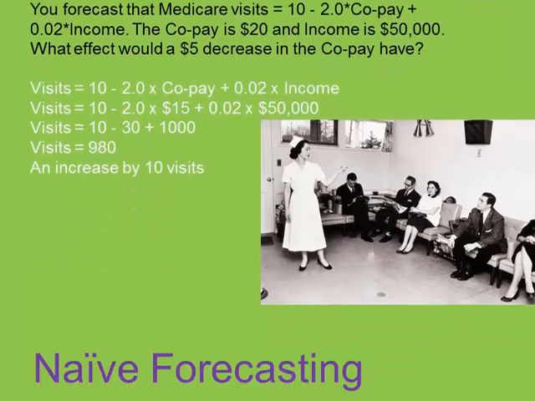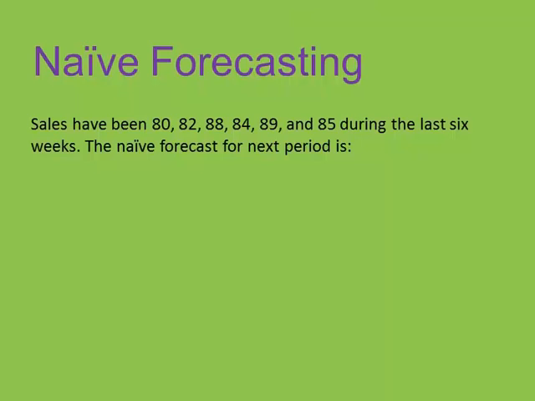Okay, let's look at our next scenario. Get the calculators ready for this one. The naive forecast or forecasting method. We've got sales listed here. Again, it could be hospital visits or medical devices sold. Could be anything. We have sales of 80, 82, 88, 84, 89, 85 during the last 6 weeks. So the naive forecast for the next period would be, drum roll please, 85.